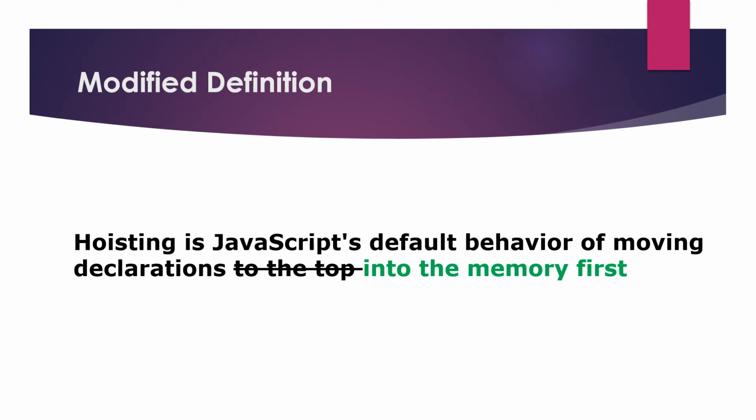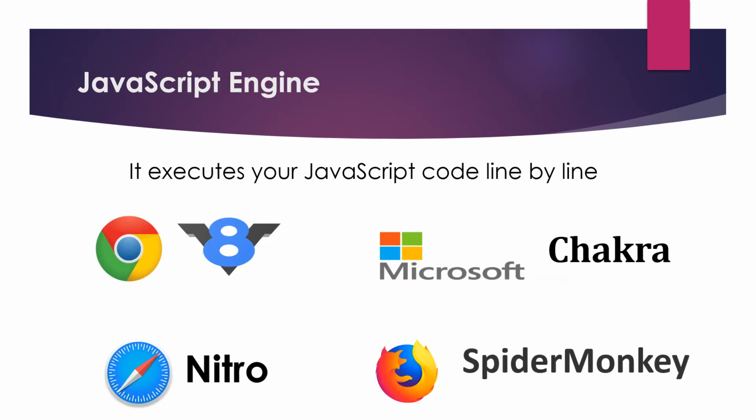In the examples, we were physically moving the declarations to the top just to get the understanding of what hoisting really means. But in reality, JavaScript does not physically move the declarations to the top. It actually moves all the declarations into the memory first before executing the script or the function. And we will now see how it does that. So when you write a JavaScript code, it is executed by the JavaScript engine. And every browser has its own JavaScript engine. For example, Google has V8, Mozilla has SpiderMonkey, Microsoft has Chakra, and Safari has Nitro.